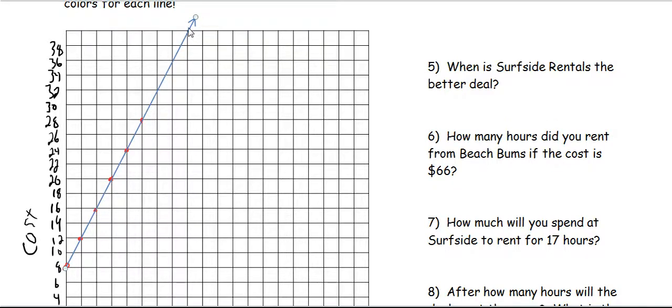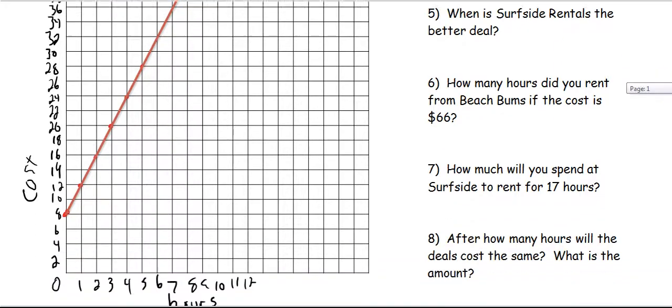Now, just a question here. Why did I not put an arrow on the left side of the line there? Hopefully you answered because you can't go lower than $8 or have less than 0 hours. All right, so now let's go ahead and fill in for Beach Bums.